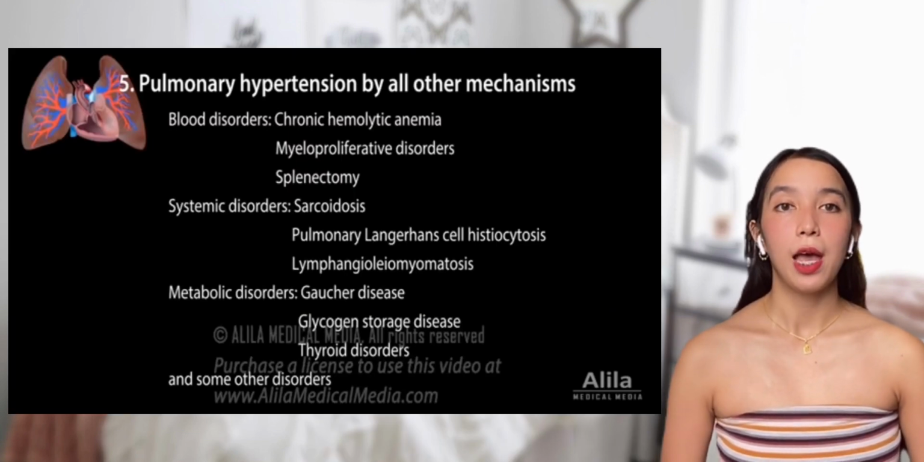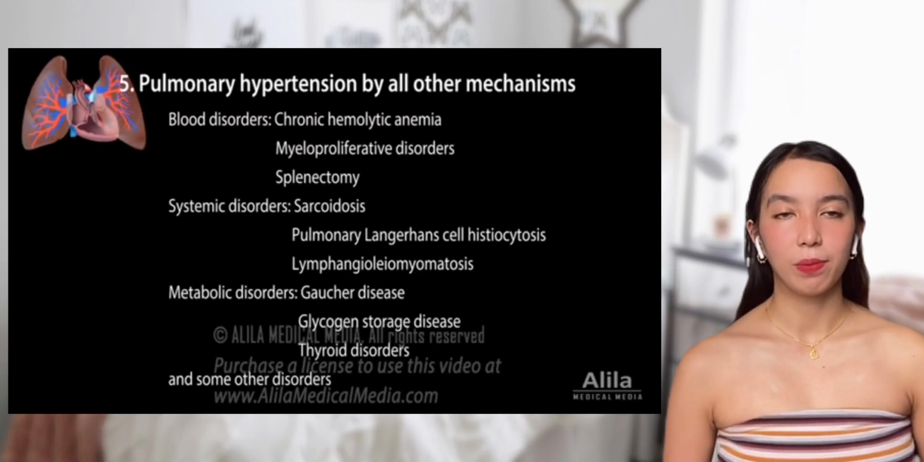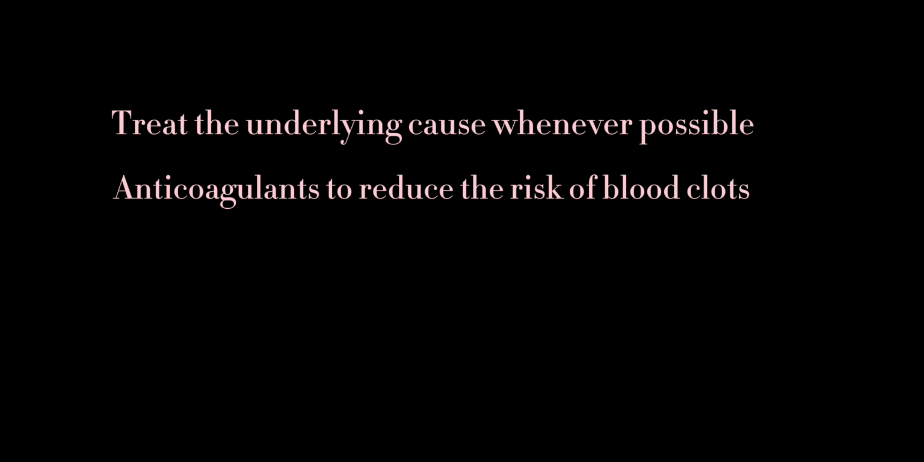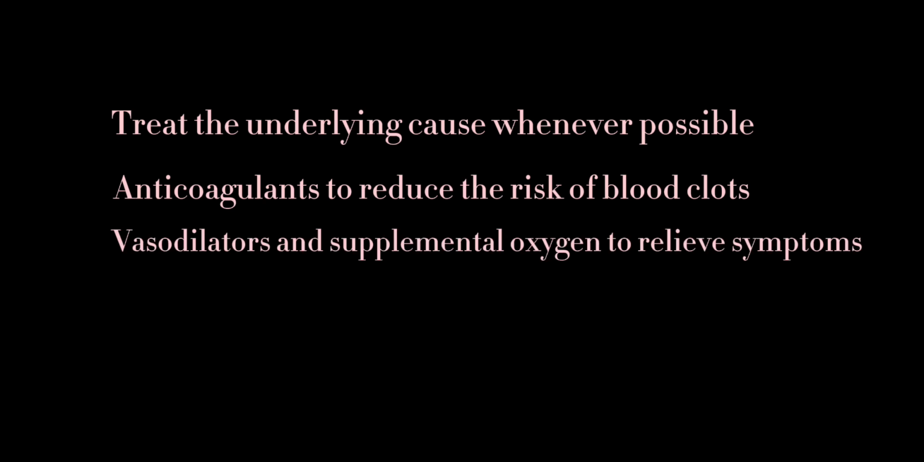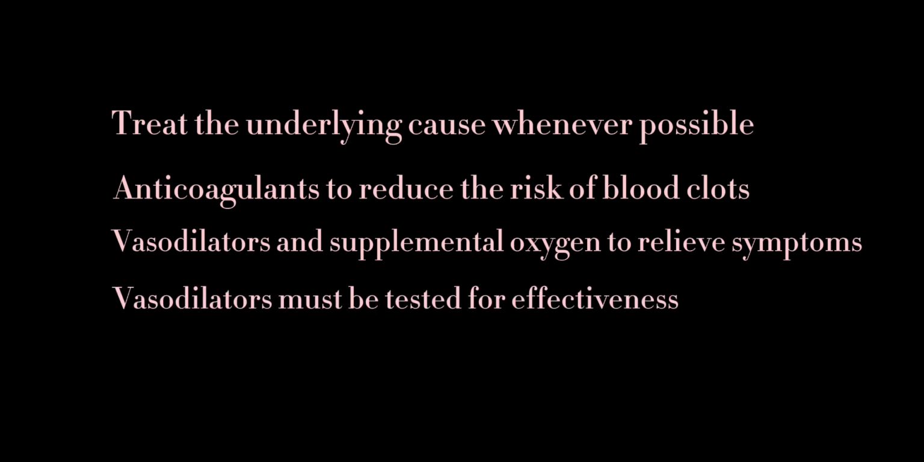So for the fifth group, or our last group, it includes pulmonary hypertension by all other mechanisms. Treatment should be aimed at the underlying cause whenever possible. Anticoagulants may be given to reduce the risk of blood clots. Vasodilators and supplemental oxygen can help relieve symptoms. However, vasodilators are only effective for certain types of pulmonary hypertension and should be tested for effectiveness before they can be prescribed.